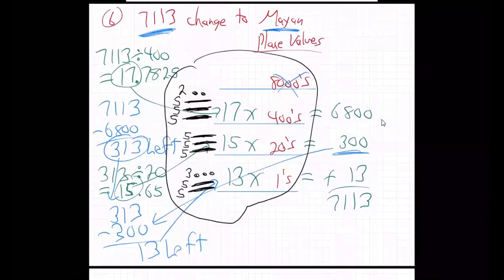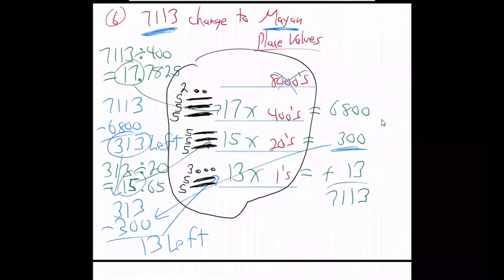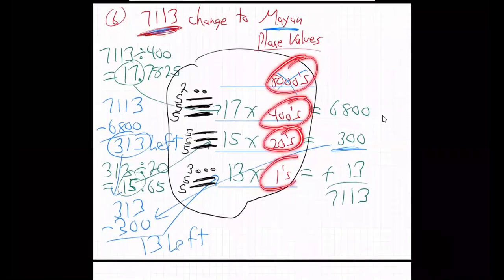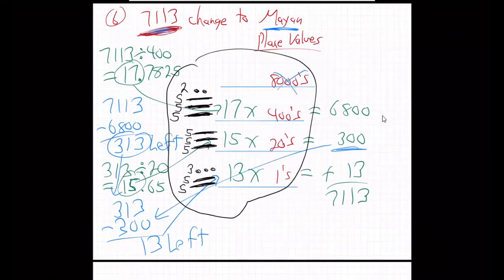So why weren't we able to use the 8,000s place value? I was not able to use any 8,000s because my number's not that big. My number's only 7,113. So remember, you're trying to make the number 7,113 out of these pieces. I don't need any 8,000 pieces to make a number that's only 7,000 something. So you start with the biggest pieces you need. You don't need any 8,000s, but you do need a bunch of 400s and other numbers like it. That's a good question.